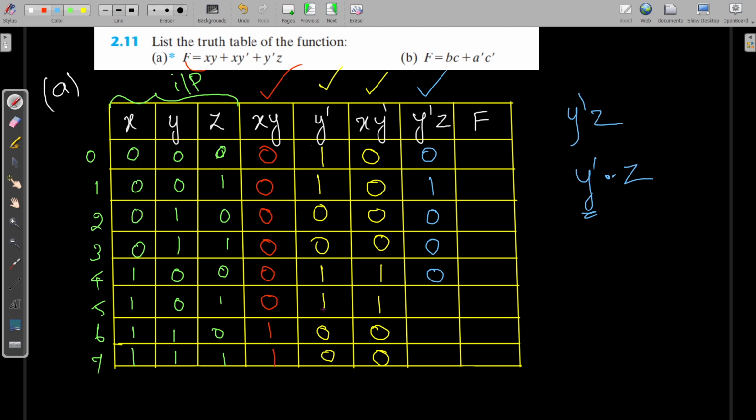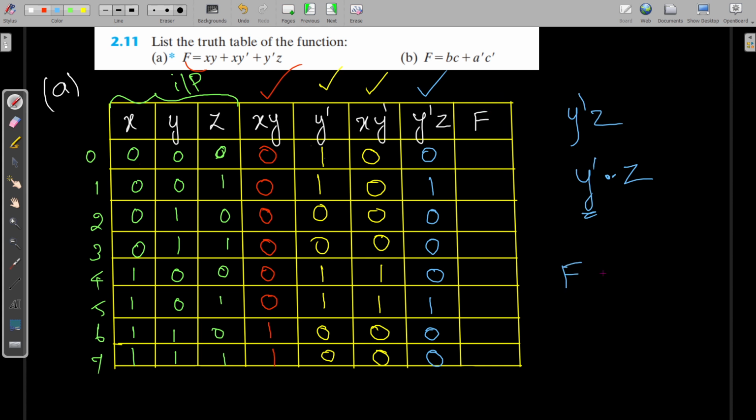Z is 1, y dash is 1, so y dash is 1. Z is 0, y dash is 0, so y dash is 0. Z is 1 and y dash is 0, so it is 0. So we have filled up this column also. Now the last step is to find out f.